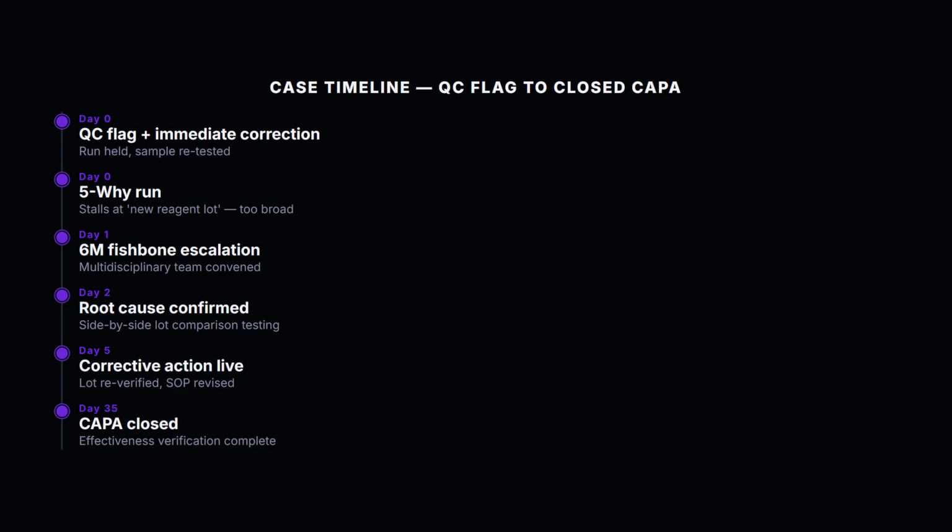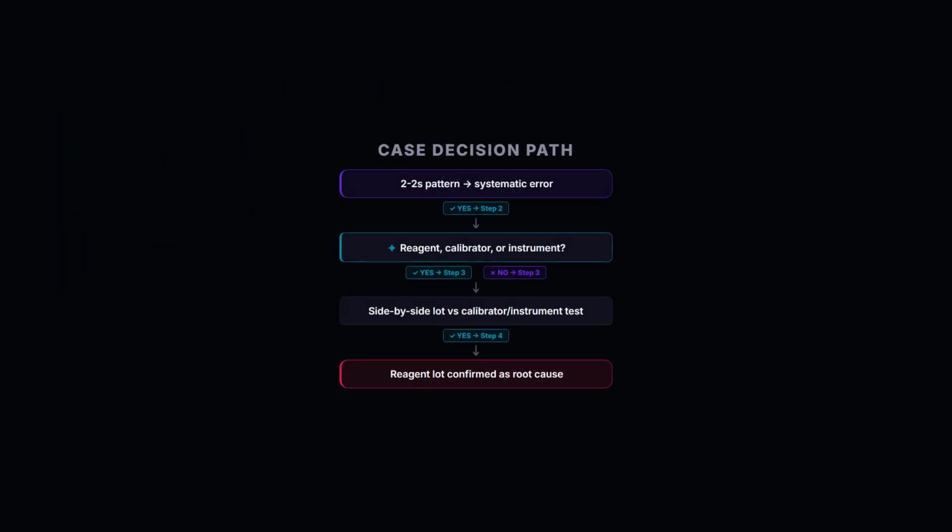Day 1. The team escalates to a full 6M Fishbone session. Day 2. The reagent lot branch is confirmed with side-by-side testing. Day 5. The corrective action goes live. Day 35. Effectiveness verification closes the record. The decision path the team actually walked. Random or systematic. The 2-2s pattern says systematic. Reagent, calibrator, or instrument. Side-by-side testing of the old versus new lot on the same calibrator and instrument isolated the reagent lot as the variable that moved the bias.